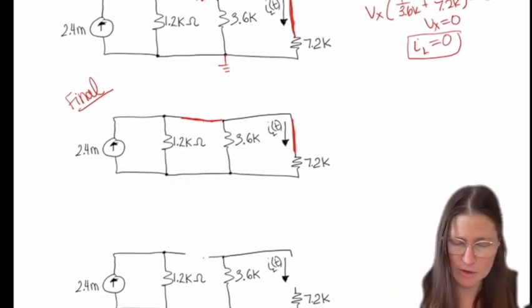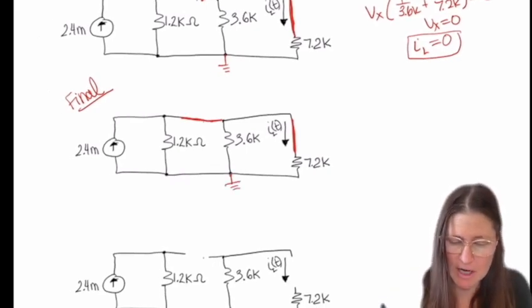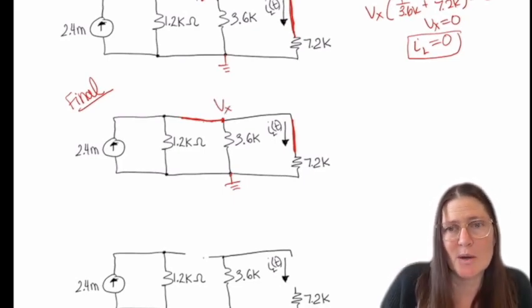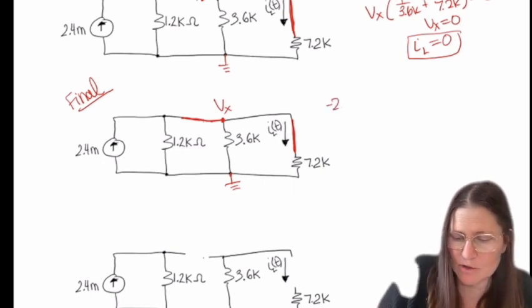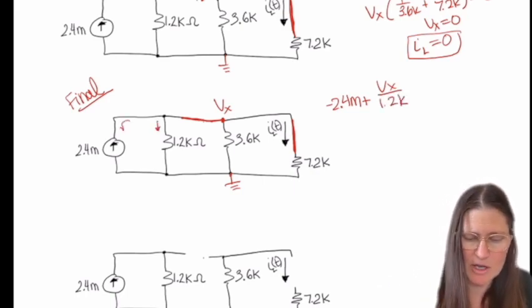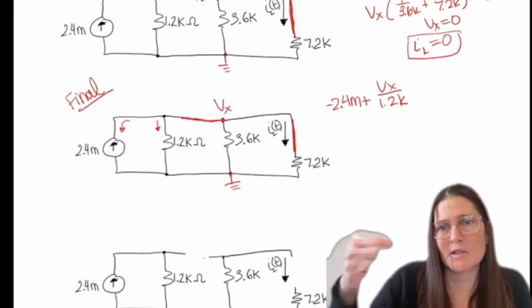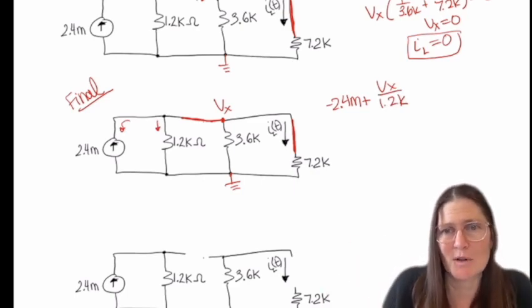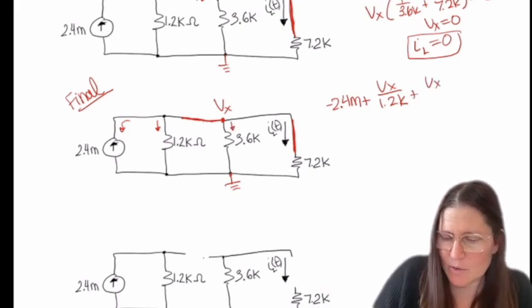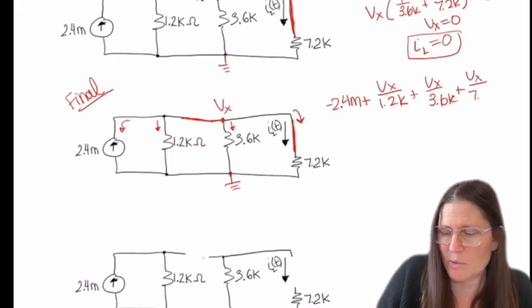Now I'm going to determine IL from this, and I'm going to go back to node voltage. I label the top one Vx, and then I have minus 2.4 milli plus Vx over 1.2k for this branch. The first one was going out, so I did the minus 2.4 milli because it's coming in. Then this one is Vx over 3.6k, and this one, which is IL, is Vx over 7.2k.